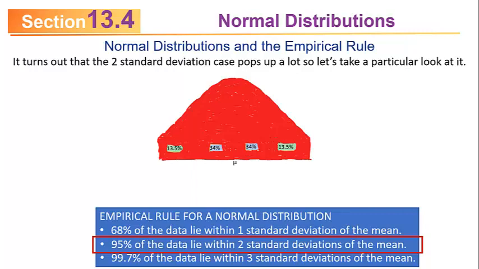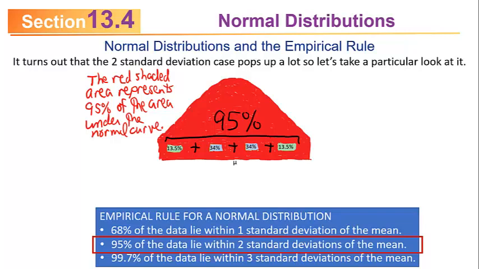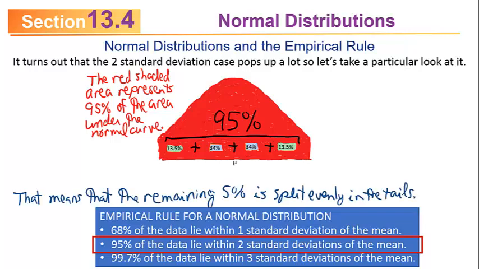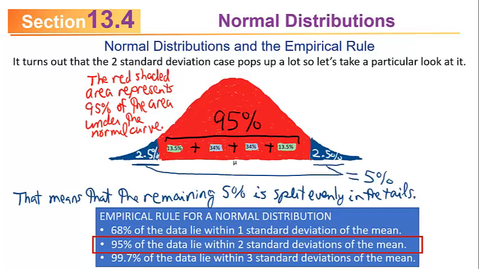That's 2 standard deviations away. And if you add those up, that's the 95% region. So about 95% of the data in a normal distribution is going to fall within 2 standard deviations of the mean. What that means is there's another 5% left, and that 5% left has to go between the 2 tails. So that 5%, you get 2.5 on the left and 2.5 on the right.